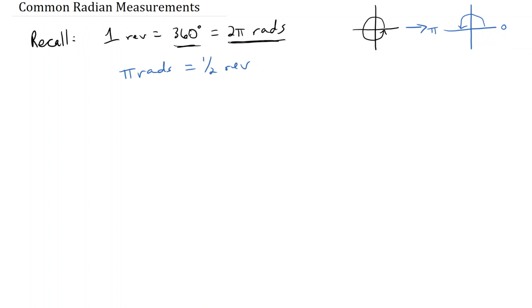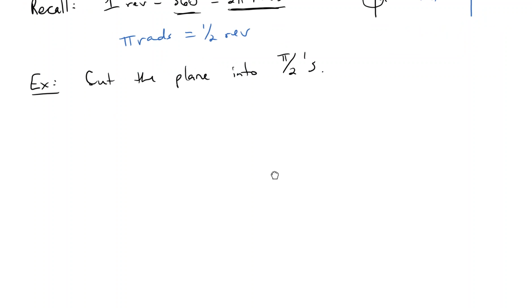So let's start thinking about cutting the plane into various radian measurements. So let's do an example first, okay? Let's say we want to cut the plane into pi over 2's, okay? Into pi over 2's. So here's how we could think about that.